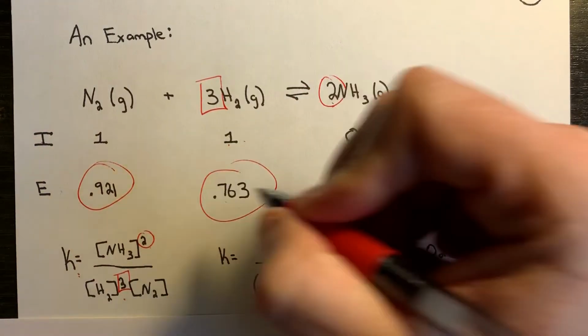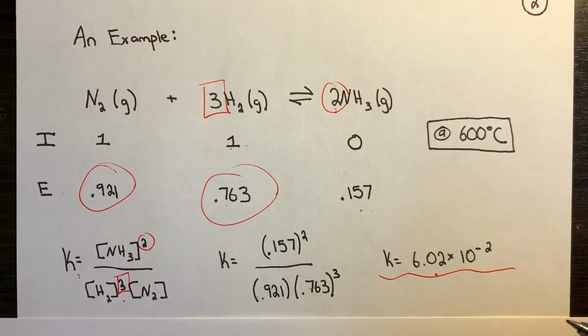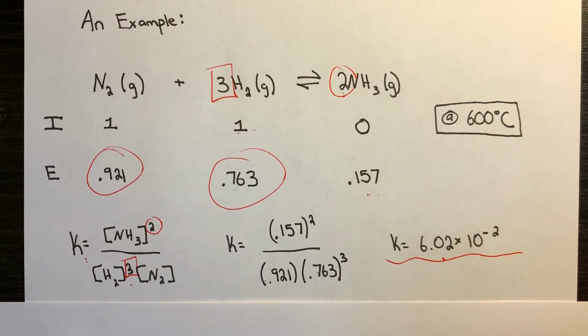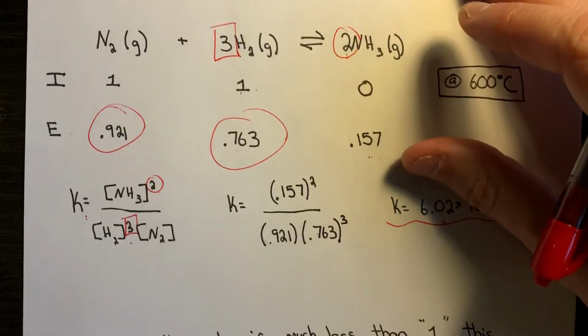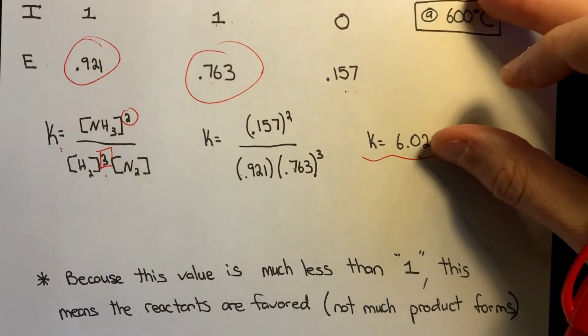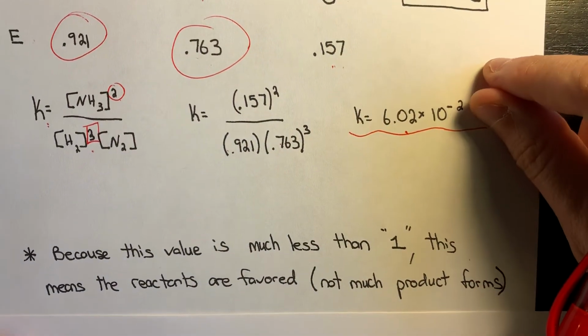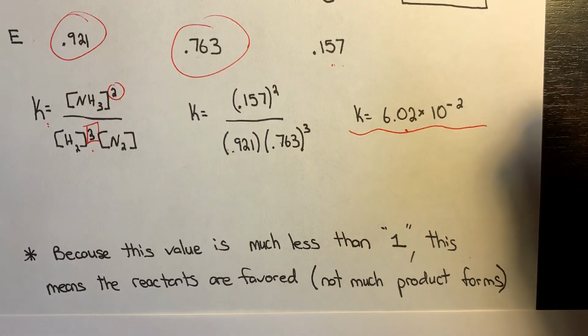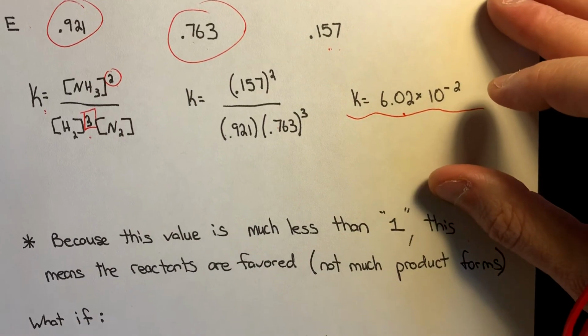We have a lot of reactant that never really reacted, right? It kind of stayed put, okay? So imagine that, and that's what the statement says here, right? Because the value is much less than 1, this means the reactants are favored, not much product forms.